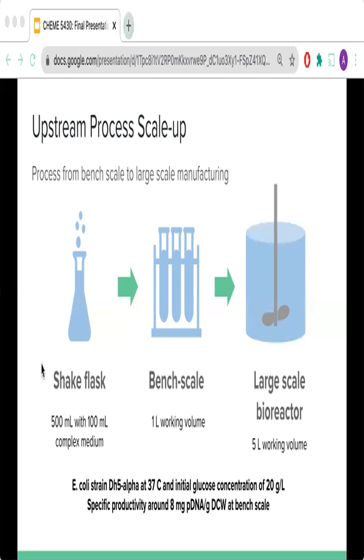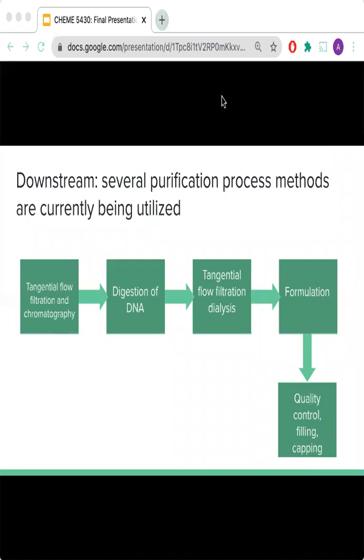It is expected that there may be decreases in productivity at higher volumes due to the change in surface area to volume ratios. This is the overview of downstream purification processes that are currently being utilized for mRNA vaccines.